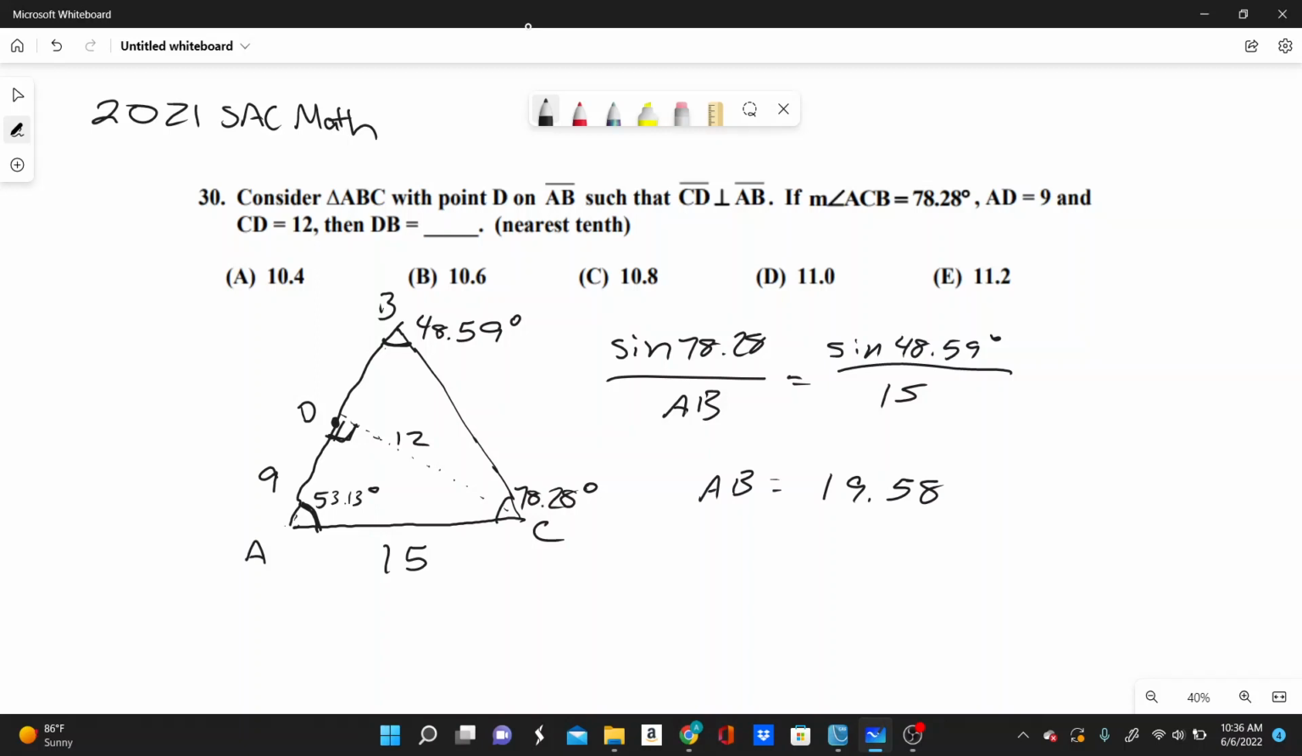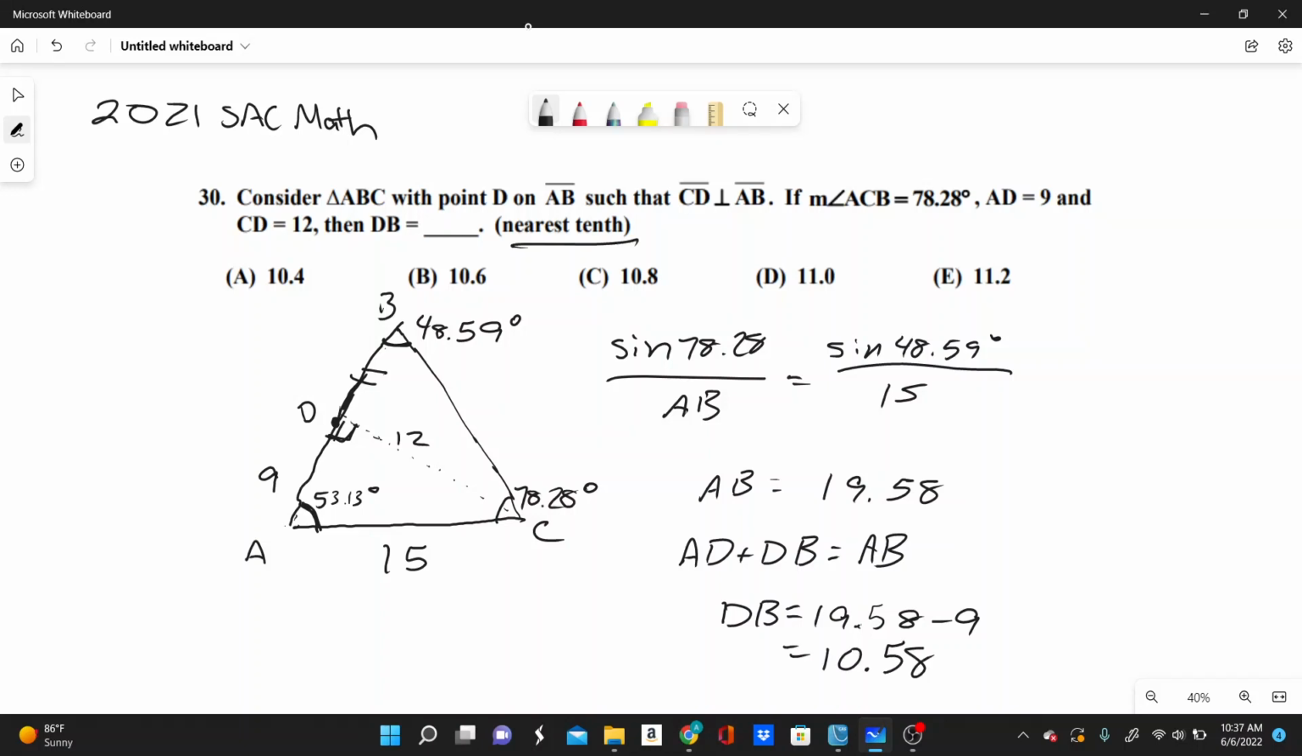And then, AB is 19.58, and we just want DB. We just want this length right here. We already know partial of it. We know AD is 9. And since AD plus DB is going to give us the total of AB, then we know that DB must be 19.58 minus 9, which is 10.58. And looks like we need the nearest tenth, so this is going to be 10.6.